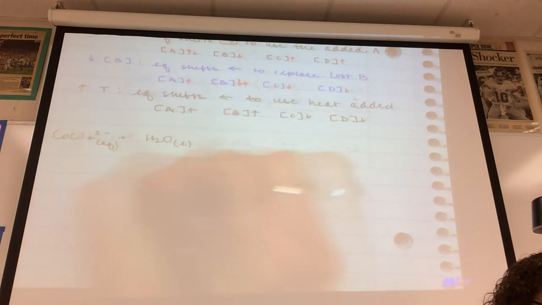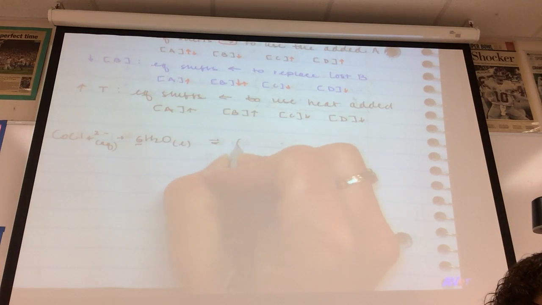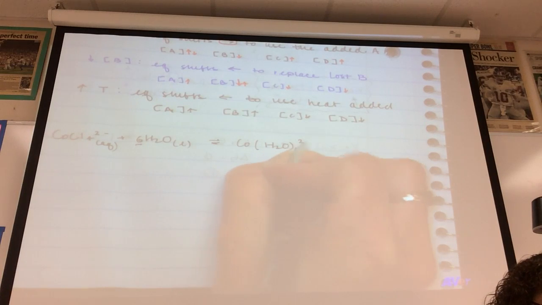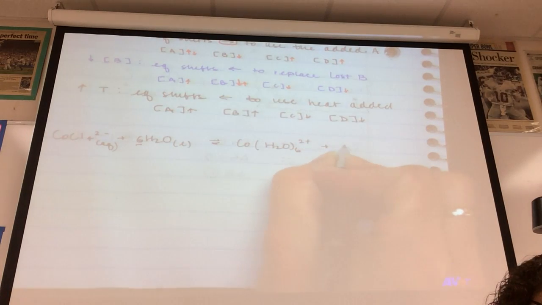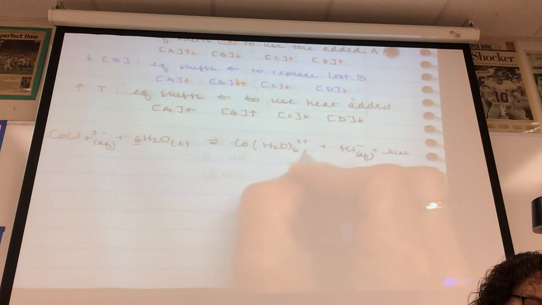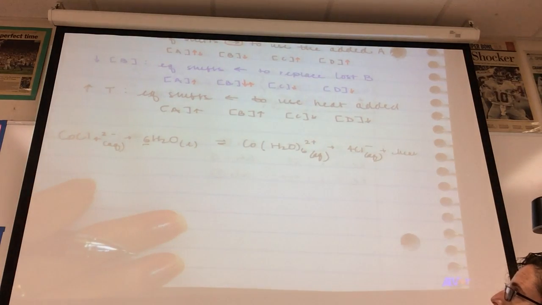Keep in mind, ions are aqueous. The water actually is a liquid. Would that be included in the KC expression? No. When you see an ion by itself, it's usually aqueous. All ions are aqueous, dissolved in water. Okay, so here's your equation.